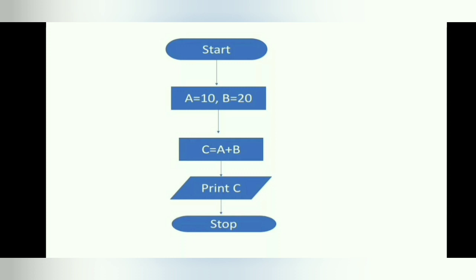In this flowchart, the first symbol is a terminal symbol. The second symbol is a processing symbol labeled A is equal to 10, B is equal to 20, which assigns value 10 to the variable A and value 20 to the variable B. The third symbol is again a processing symbol which adds two values of A and B and stores the result in the variable C. The fourth symbol is an input-output symbol which prints the value of C. The last symbol is a terminal symbol.